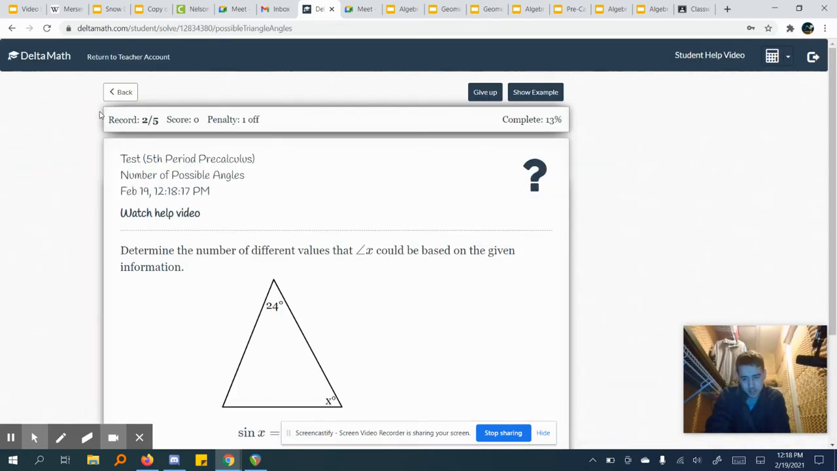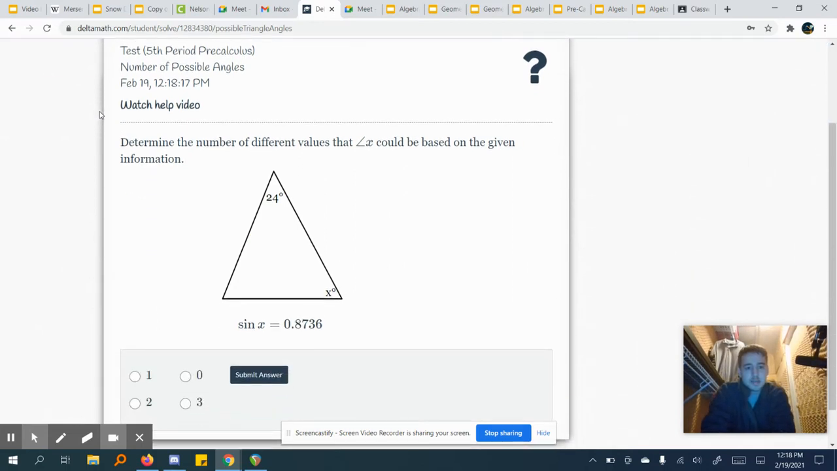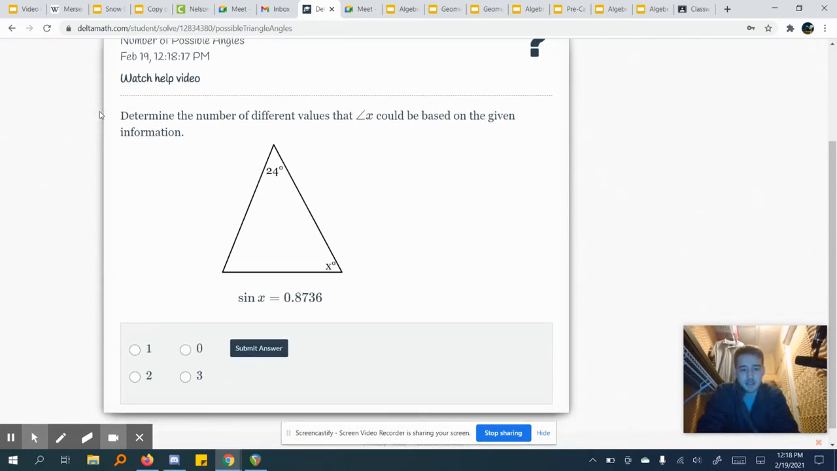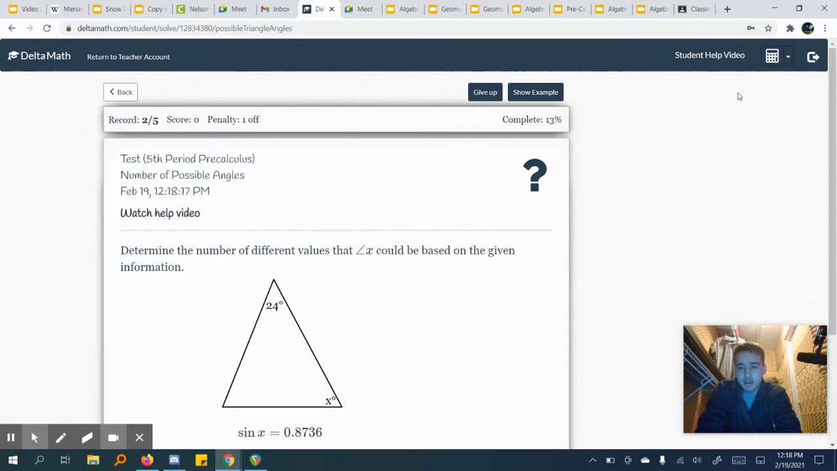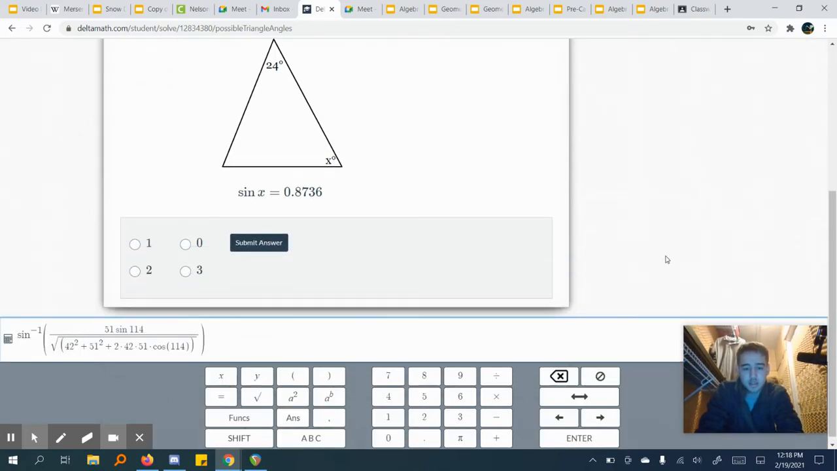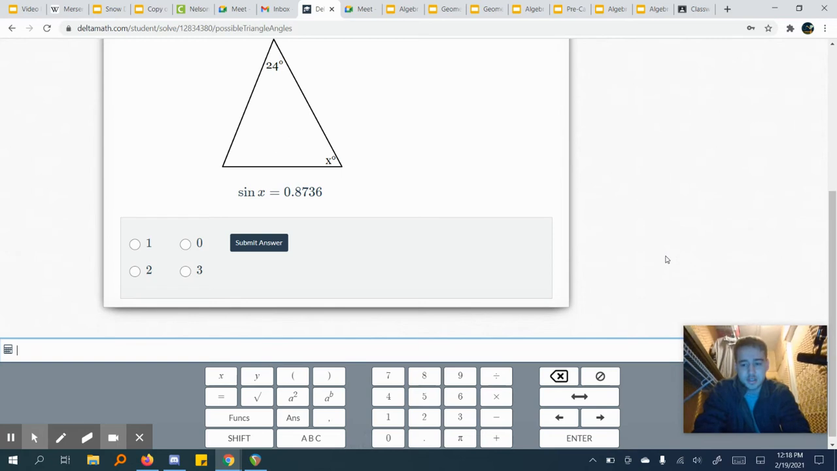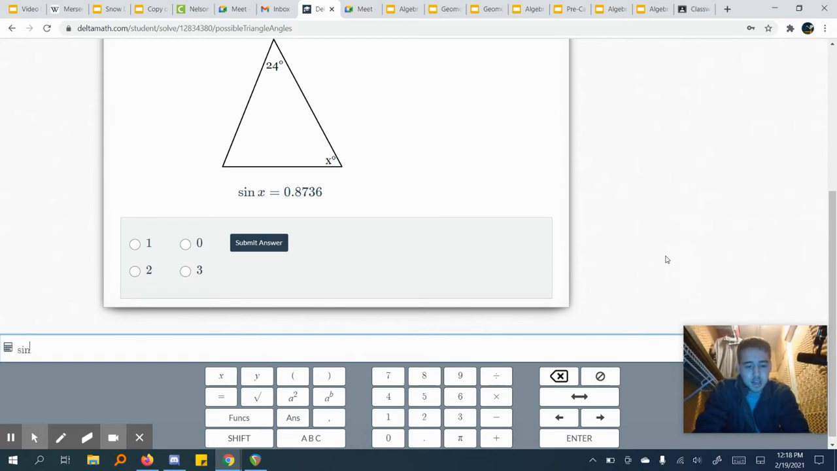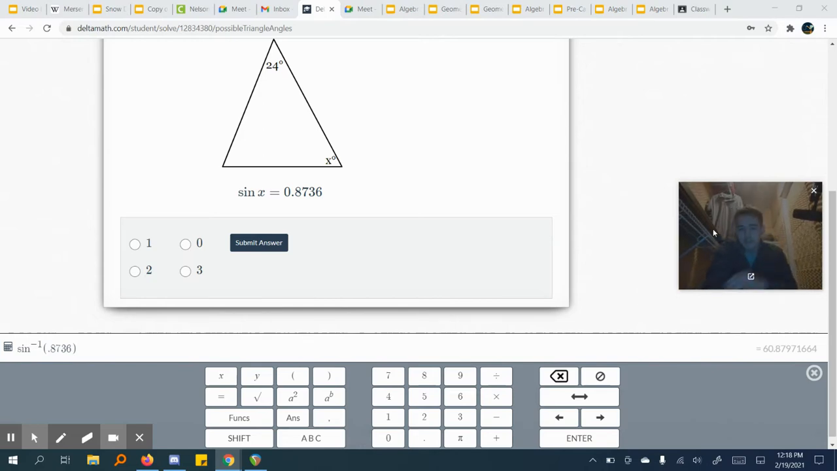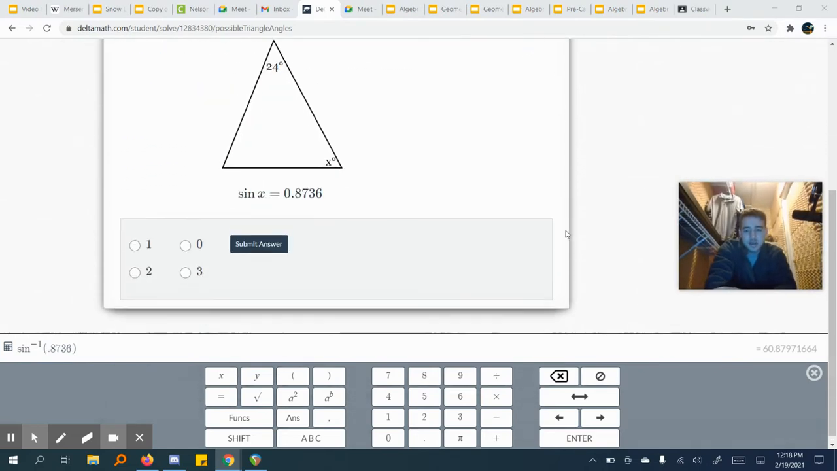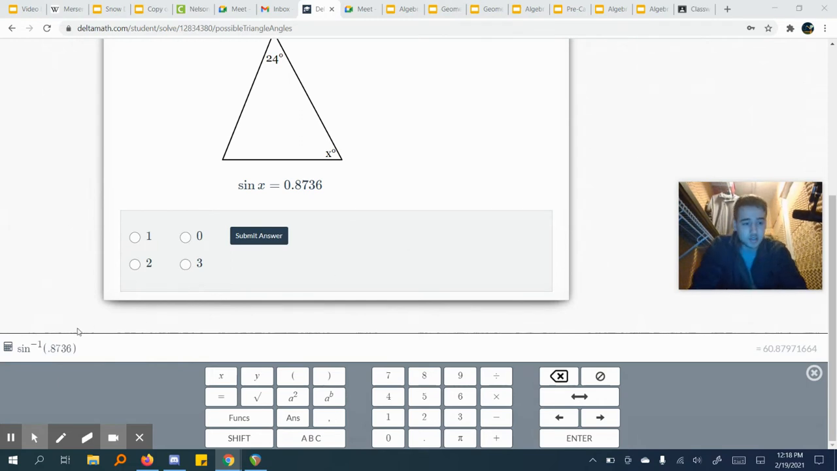Number of possible angles, here we go. Let's determine the number of values that x could have based on the given information. So it says the sine of x is 0.8736. And we know that could mean that x could be anywhere in the first or second quadrant. So inverse sine of 0.8736 is 0.6087, etc. degrees. And that's going to be one of the angles.